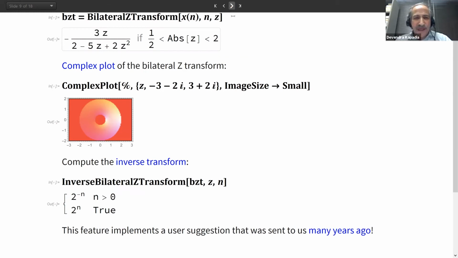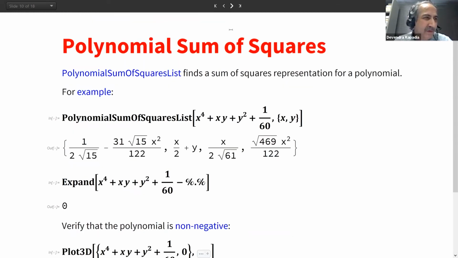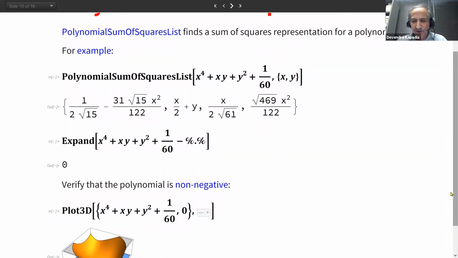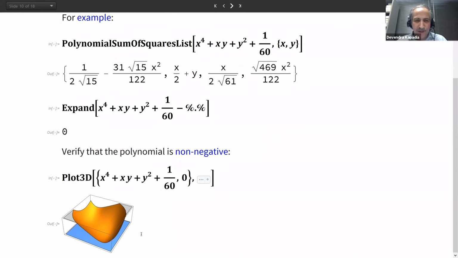Okay, so then I move on to algebra, and we have a nice new function called PolynomialSumOfSquaresList, which actually relies on our optimization capabilities to check if a given polynomial is a sum of squares or not. So here is a polynomial. Question is, is it a sum of squares or not? If it is, then it gives back this list, and in this case it does. You can check that the answer is correct. You just dot the answer with itself and check the solution is correct, and you can check that the function is non-negative by doing a plot as well.